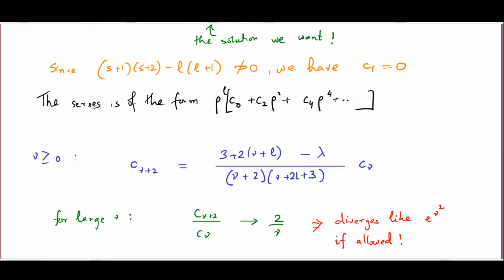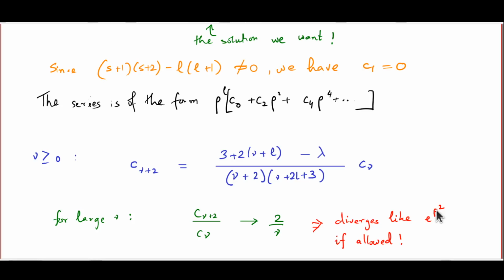This should not come as a surprise, because we did know beforehand that f of rho can behave like e to the rho square for a very large rho. So we need to handle this problem by the same means that we have used so far. We will prevent this series from being an infinite series. That is, we will truncate this series.